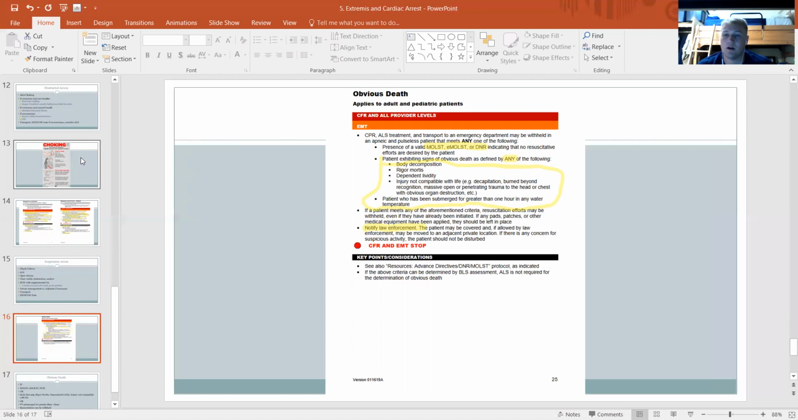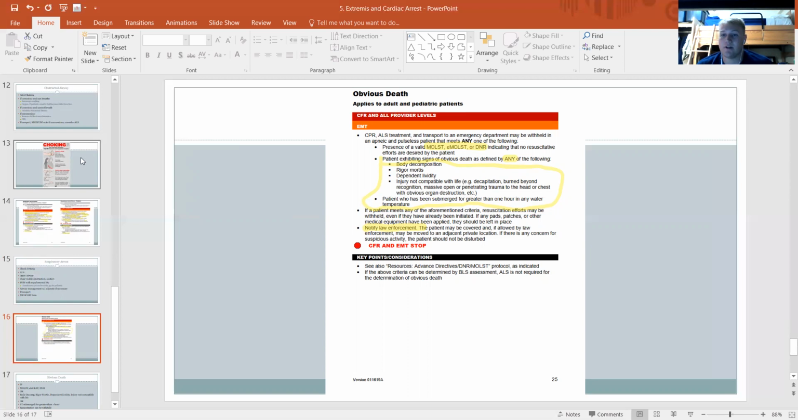Body decomposition being parts of the body begin decomposing, rotting away. Rigor mortis is joints are locked up, a patient is basically frozen in position, cannot be flexed. Dependent lividity is going to be kind of blood flow to the surface, so red skin, some light marks where they may have been resting against things. And then injury not compatible with life would be decapitation, burn beyond recognition, massive open or penetrating trauma to the head or chest with obvious organ destruction, and then if the patient has been submerged for greater than 1 hour no matter the water temperature.